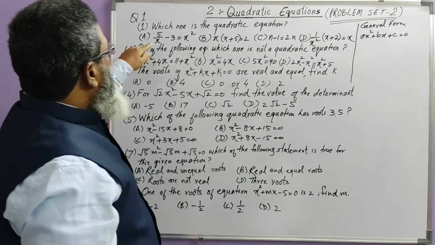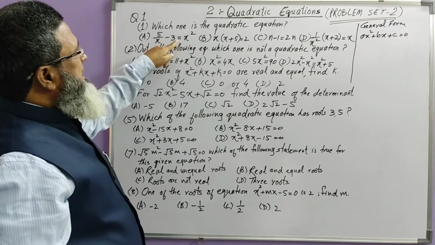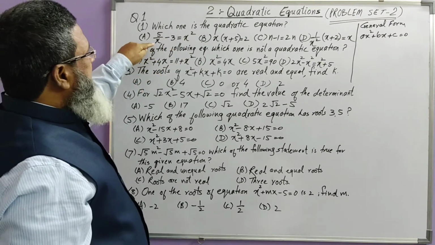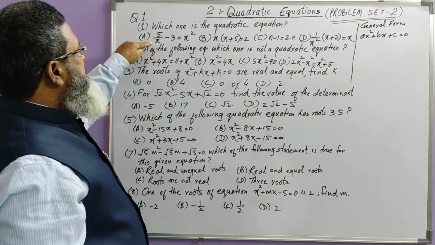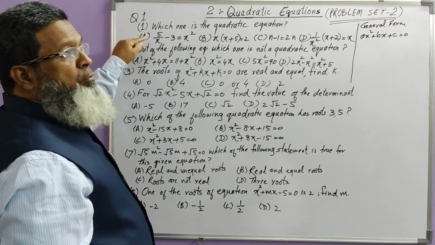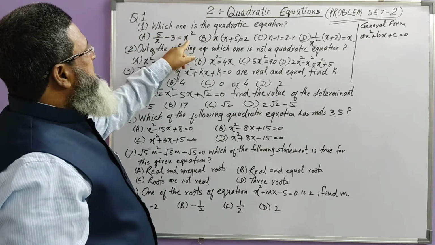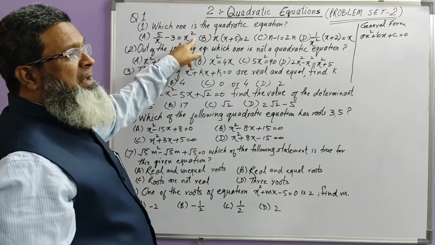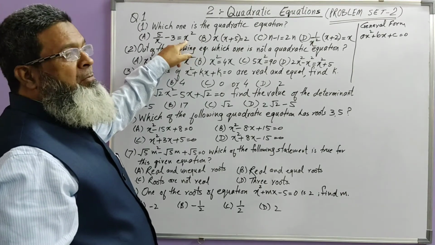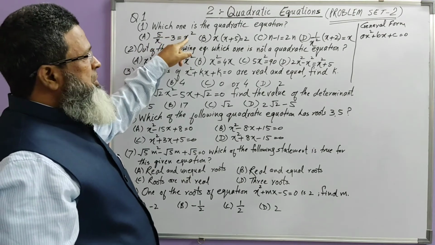See here, in A, 5 upon x minus 3 is equal to x square. Here, upon x means in the denominator there is x. If you want to delete this denominator, you have to multiply the whole equation by x, and then x square is multiplied by x, it becomes x cube. So the power will become cube 3, so it will not be a quadratic equation.